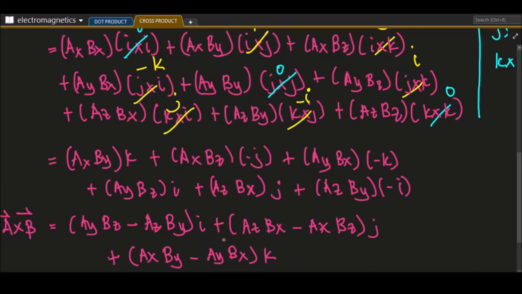So we have proven that the product of a cross product is a vector.